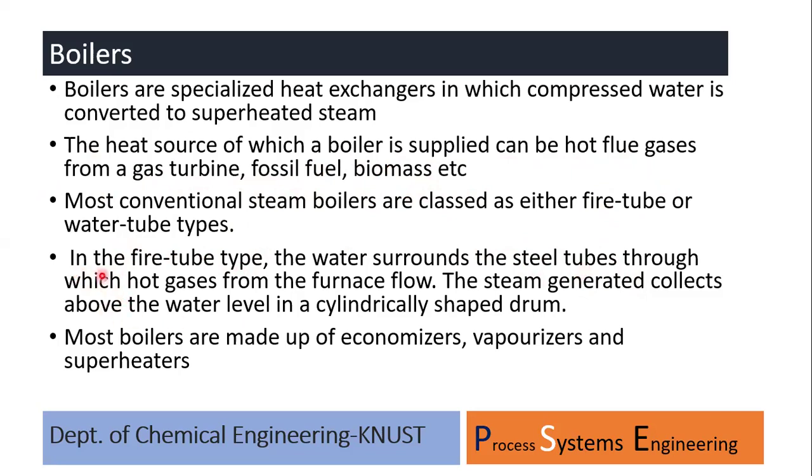So what we mean by that is, for the fire tube boiler, water is going to surround the steel tubes, and then you have your hot gas flowing through the tube. So that's the fire tube boiler. The hot gas is passing through the tube, but water is surrounding the tube. But for the water tube boiler, water will rather be passing through the tube, and then you have your hot fluid around the tube instead. So it just depends on the kind of configuration we are using.